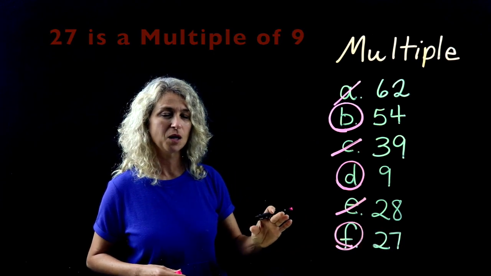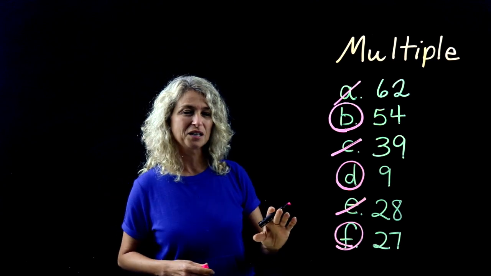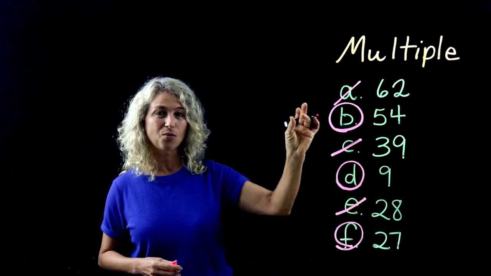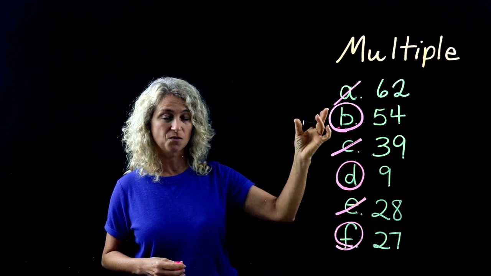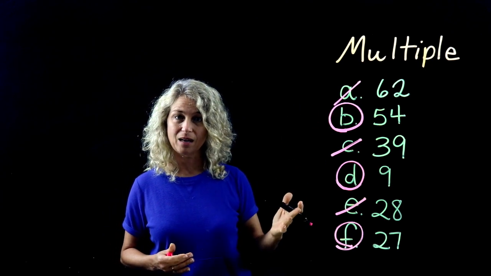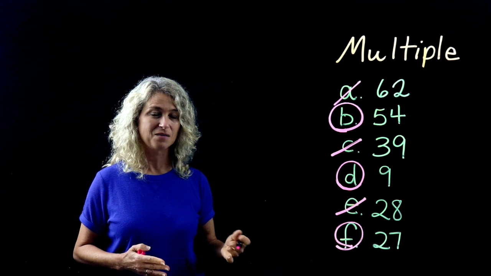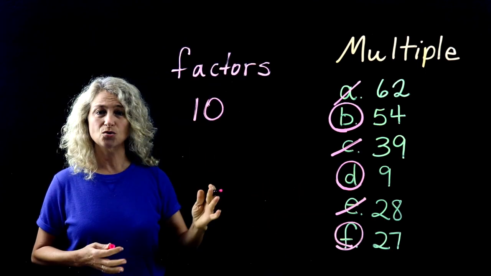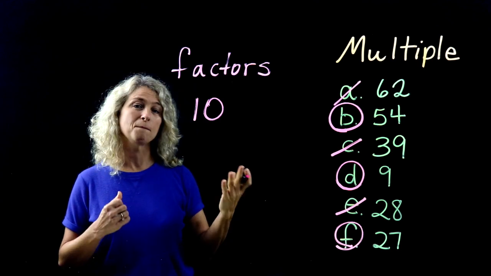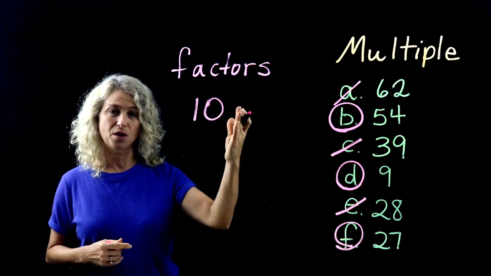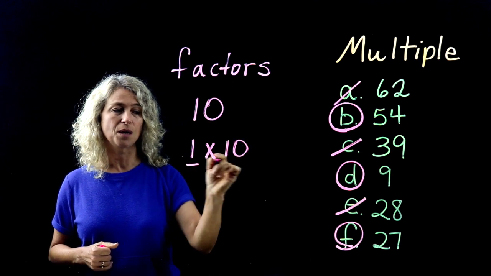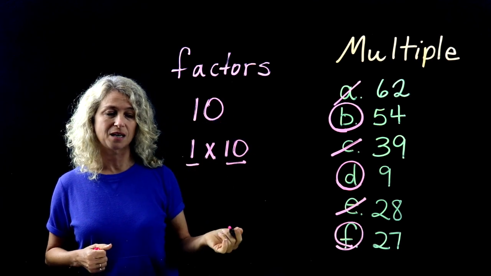I hope this video helped you. Let's just quickly recap. Multiples are the actual products of factors, and it's like skip counting like with 5, 10, 15, 20, and so forth. Factors are the two numbers that you multiply to get to a particular number. 1 times 10, these two numbers are the factors of 10.